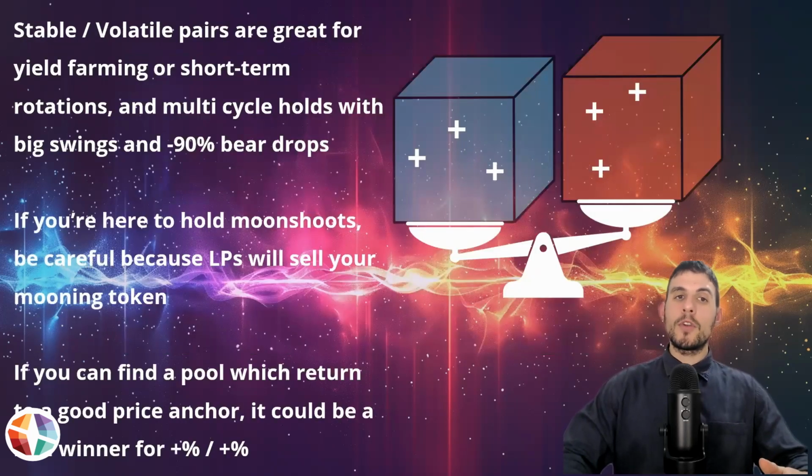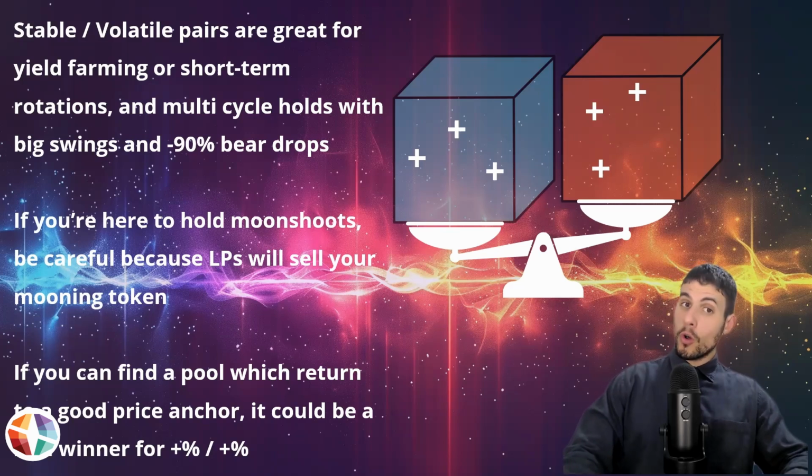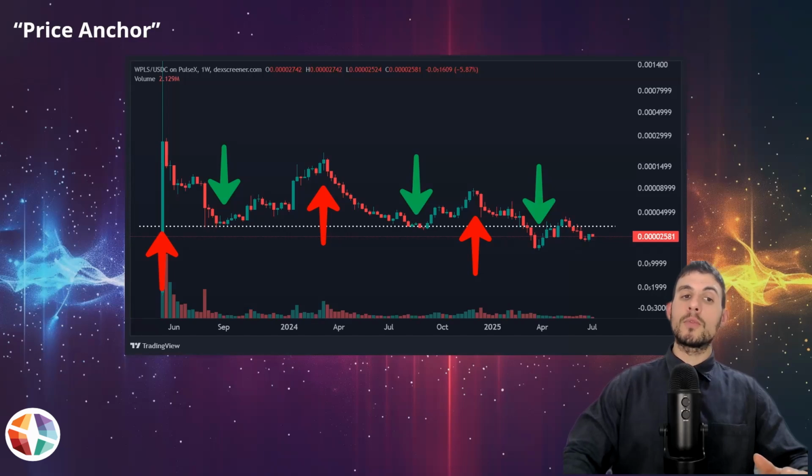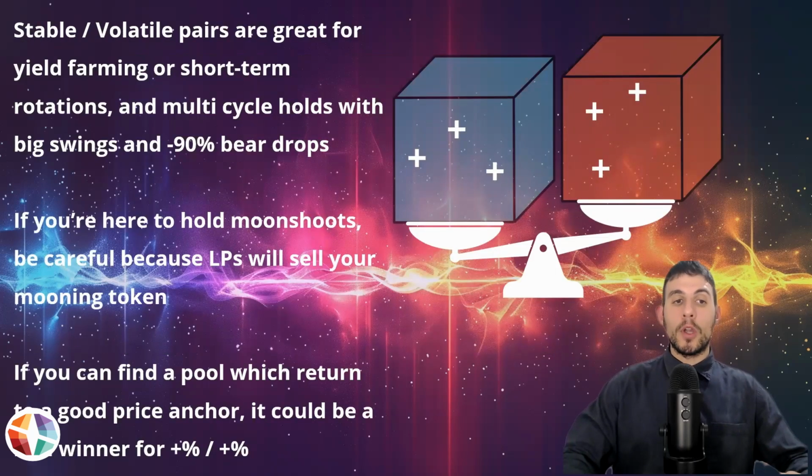So a stable versus volatile pair is really great for yield farming, or for short-term rotations, or for multi-cycle holds with big swings and 90% drops. So in other words, if you created this liquidity pool right at the start and you've held it for over 2 years, pretty much you'll be plus plus on both sides right now. So this is where it can work out in your favor.